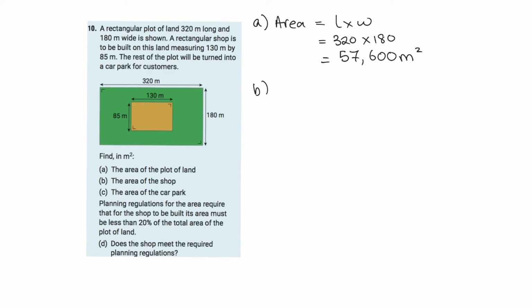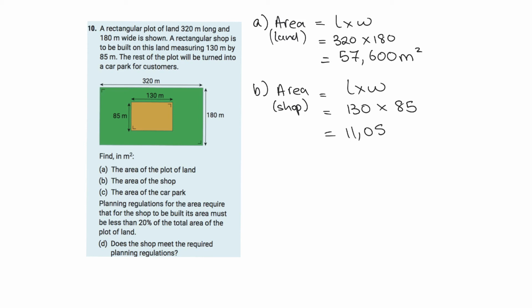Okay, next then is the area of the shop. So that was the area of the land. Okay, this is the area of the shop. And again, it's length by width. Always write down your formula. The length is 130. The width is 85. And 130 multiplied by 85 is 11,050 metres squared.